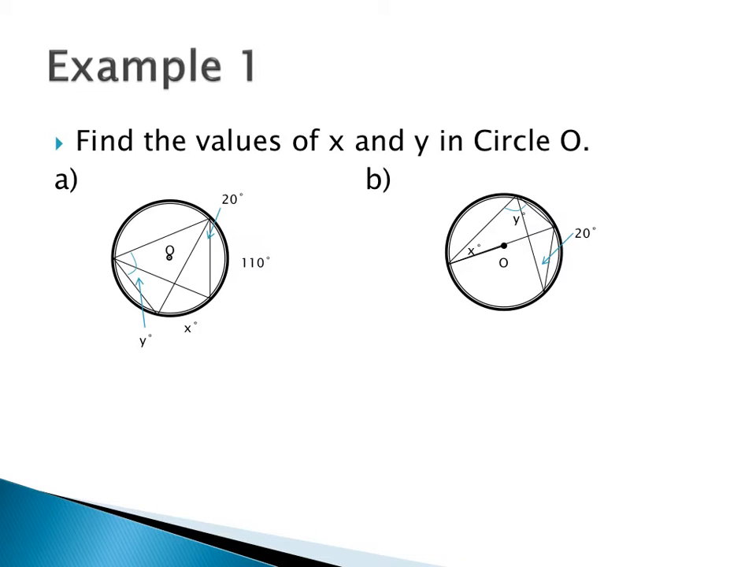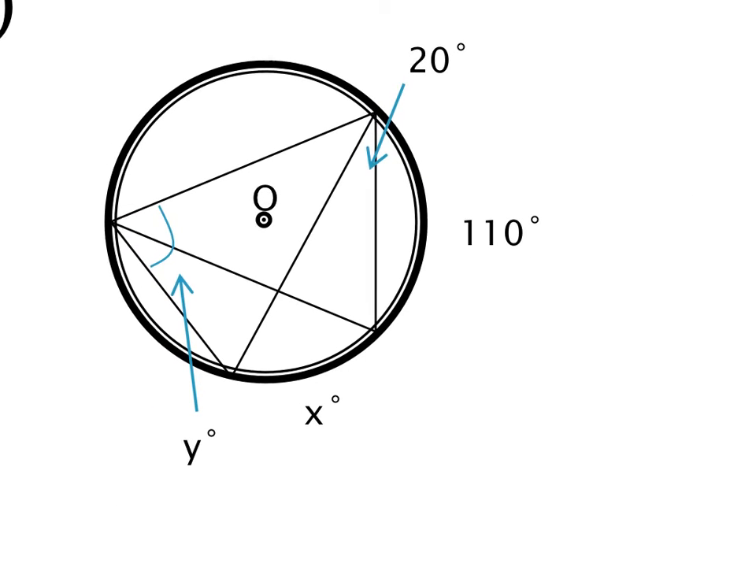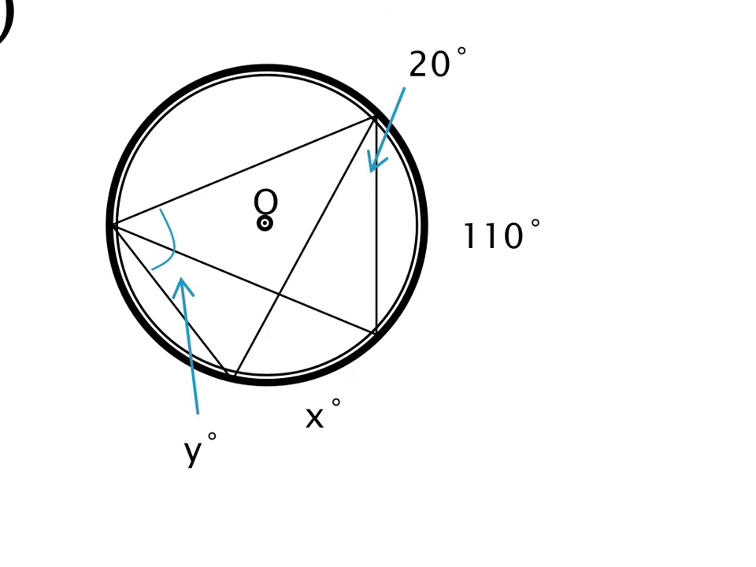Okay, now let's look at some examples. This just says find the value of x and y in circle O. So let's start here. All right, so what information is given? Okay, this is 110. So if that's 110, and this angle intercepts it, what's true about this angle in here? Half of that? Good, 55.